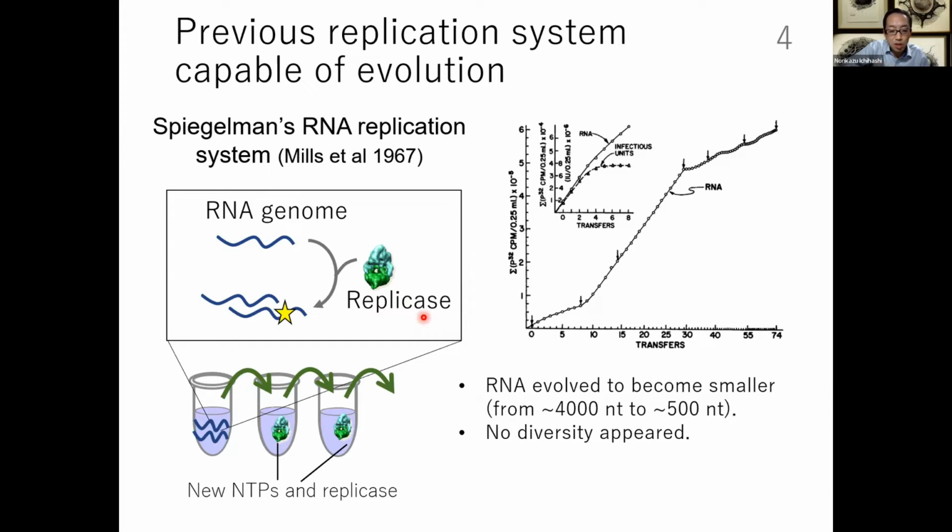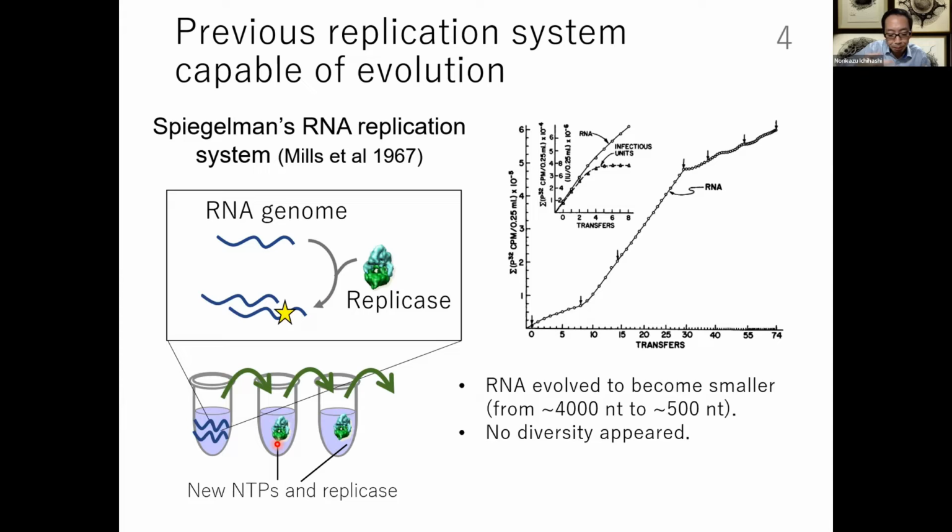Spiegelman's group purified both the RNA genome and the replicase, mixed them and incubated them in the presence of substrate NTPs. They found that RNA is replicated by the replicase, and also that mutations are introduced into the RNAs. Especially, deletions often occur. They repeated this replication for many generations through serial dilution cycles. After incubation, they diluted an aliquot of the reaction mixture into new reaction mixture containing NTPs and replicases.